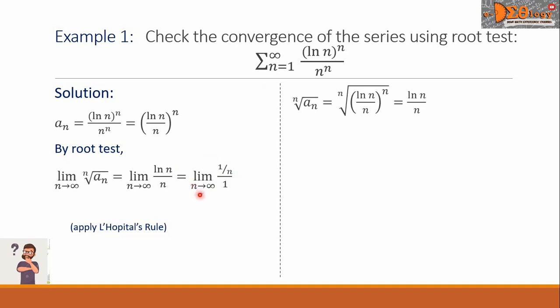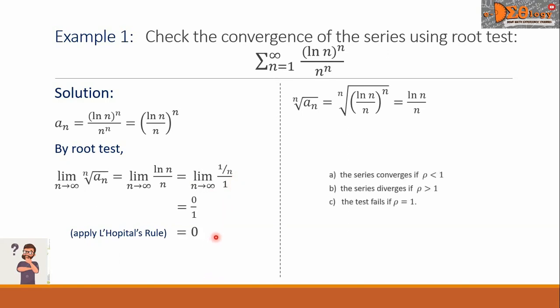Then let us evaluate the limit as n approaches infinity. In the numerator, the 1 over n will go to 0 over the constant 1. And 0 over 1 is simply 0. Now, let us recall the test of convergence. We can see here that the value is 0 and this is less than 1, which means the series converges.